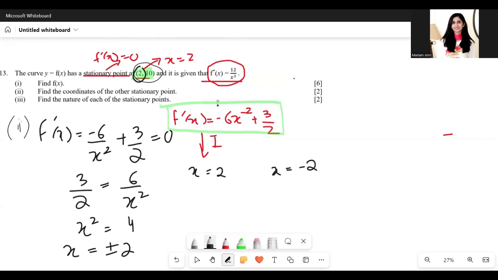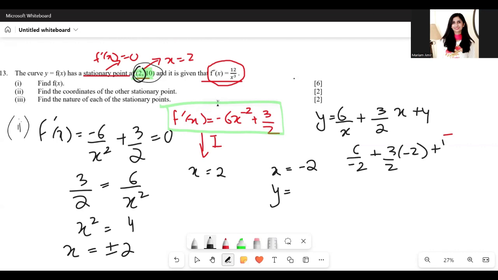Now substitute x equals -2 in the equation of the curve that we just got. That was y equals 6 upon x plus 3 upon 2 x plus 4, and see what you get for y. So it's going to be 6 upon -2 plus 3 upon 2 times -2 plus 4. So we're getting a -3 here, a -3 here, and a plus 4 here. So -6 plus 4 is -2. So the coordinates of the other stationary point are (-2, -2), and the first stationary point was (2, 10).